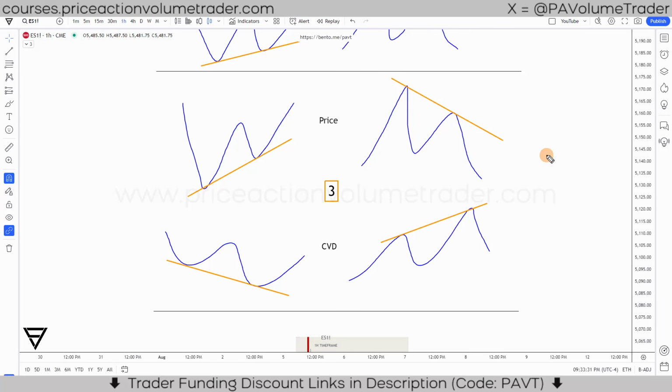Because remember, in order for big players and institutions to fill their orders, they have big limit orders resting on the order book, and they need aggressive traders, meaning market orders, to hit their resting limit orders in order to execute them and then have the follow through. Because the big players are the ones that are going to be determining what the future trends are going to be.